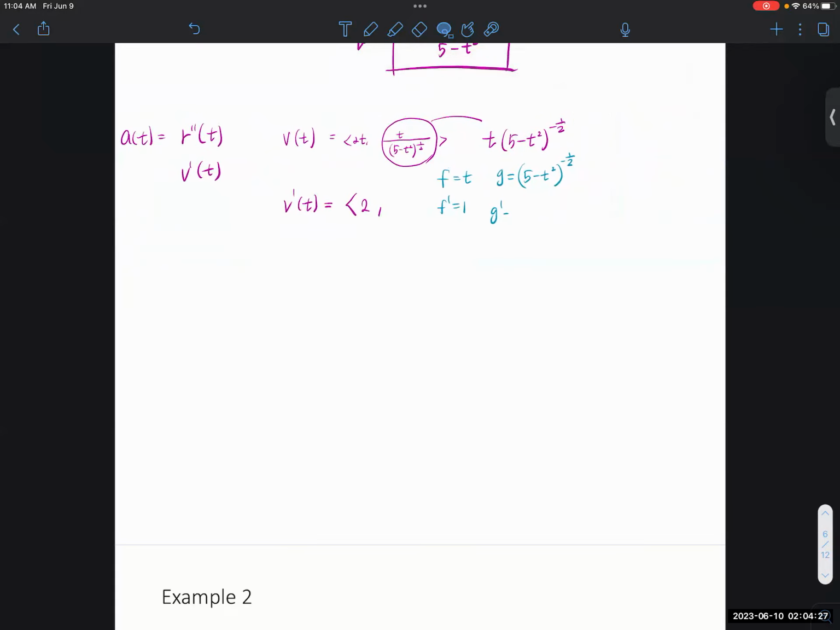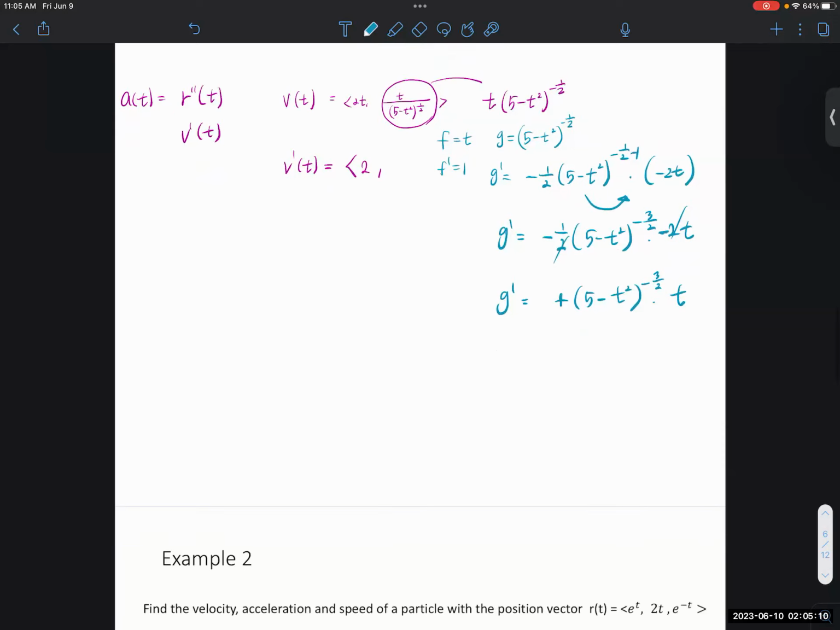So we have that. And then g prime will be negative 1 over 2, (5 minus t²) to the negative 1 over 2 minus 1, chain rule, negative 2t. Okay? So therefore, g prime is negative 1 over 2, (5 minus t²) to the negative 3 over 2, times 2t, the 2 cancels. So g prime is negative (5 minus t²) to the negative 3 over 2 times t. Got it. Okay, so I'm going to double check. So there was a negative, negative, so my mistake, negative negative changed to positive.